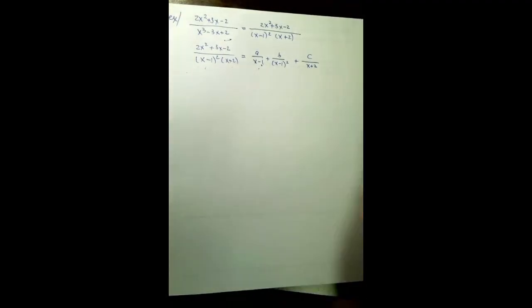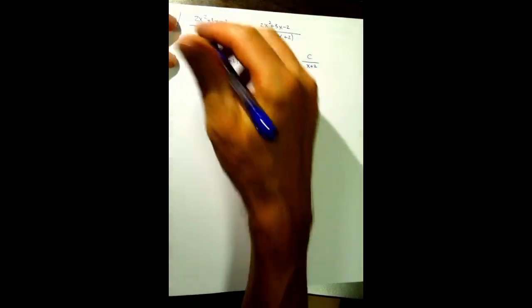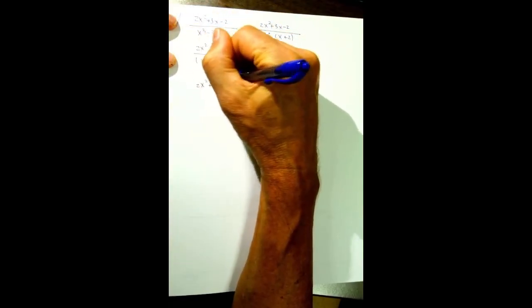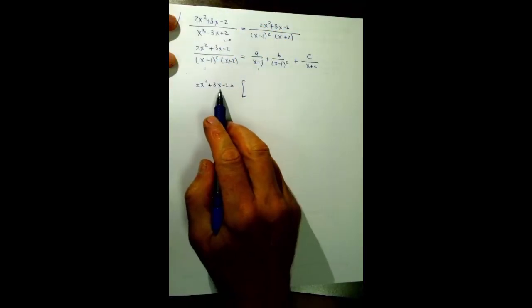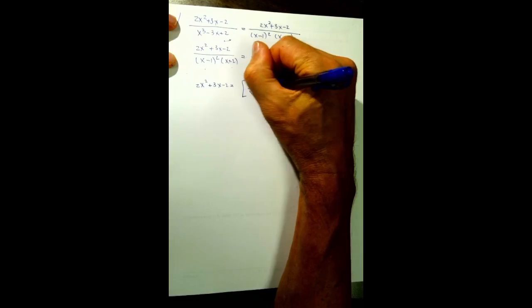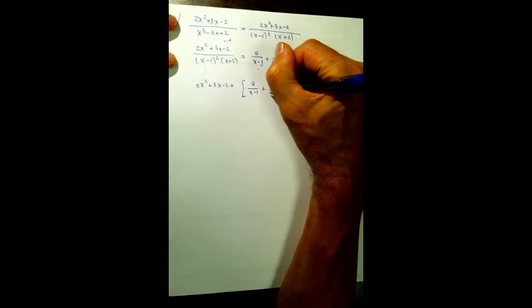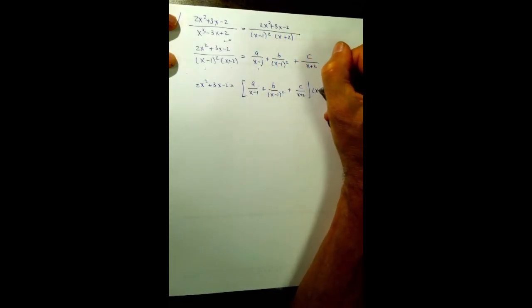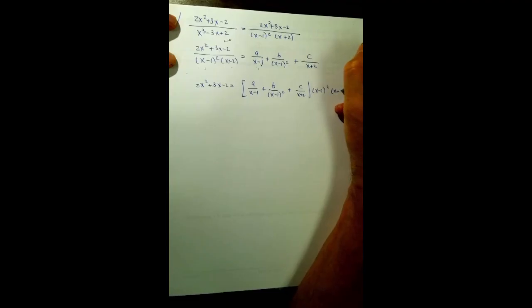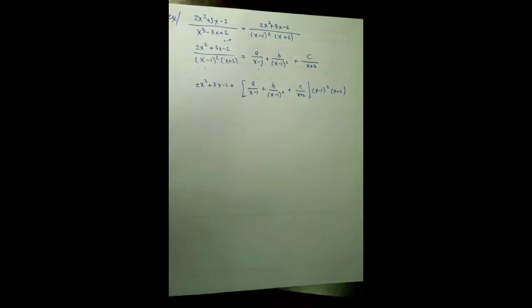Okay. Of all the functions that have this as a common denominator, those are the possibilities. So if I multiply both sides by the denominator, I get the numerator, 2x squared plus 3x minus 2. On the right-hand side, I've got a over x minus 1 plus b over x minus 1 squared plus c over x plus 2. But I have to multiply by this denominator, x minus 1 squared times x plus 2.